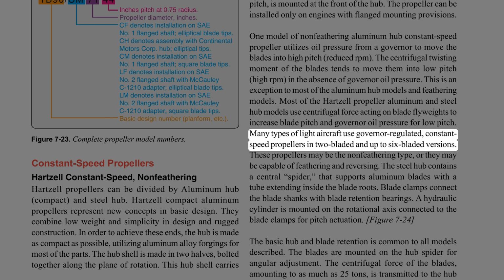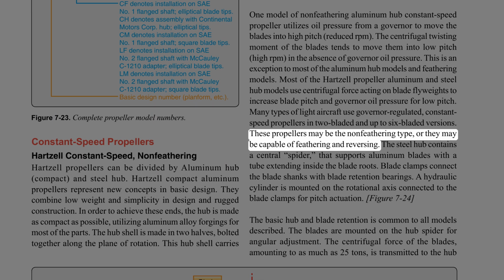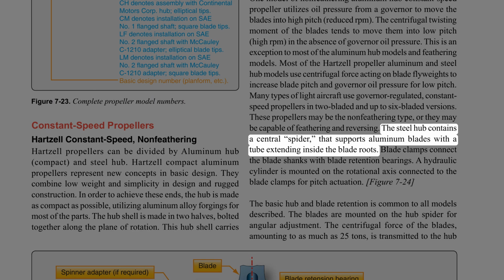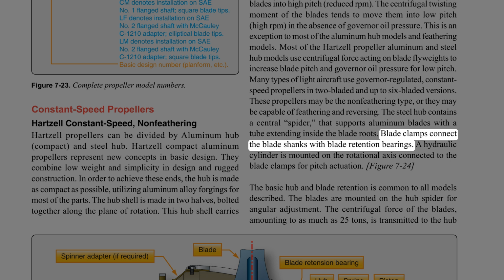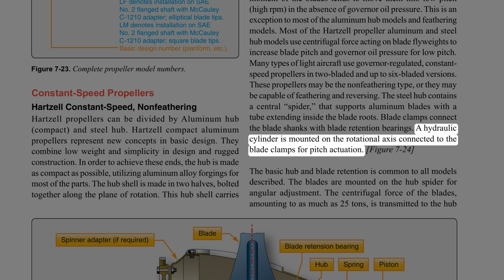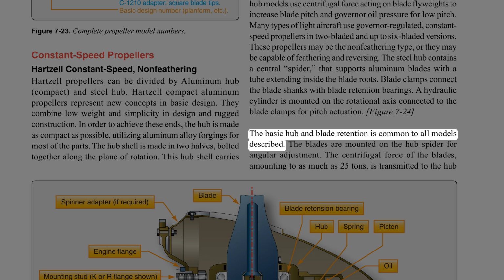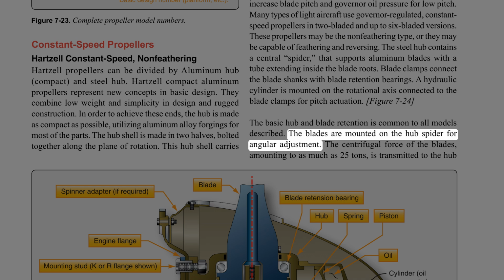Many types of light aircraft use governor-regulated, constant speed propellers in 2-bladed and up to 6-bladed versions. These propellers may be the non-feathering type, or they may be capable of feathering and reversing. The steel hub contains a central spider that supports aluminum blades with a tube extending inside the blade roots. Blade clamps connect the blade shanks with blade retention bearings. A hydraulic cylinder is mounted on the rotational axis connected to the blade clamps for pitch actuation. The basic hub and blade retention is common to all models described. The blades are mounted on the hub spider for angular adjustment.